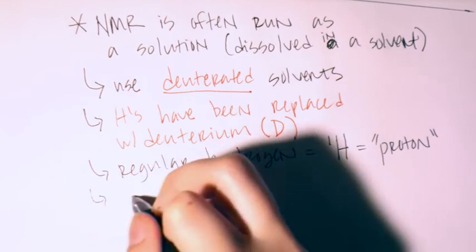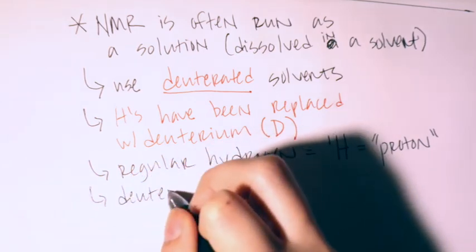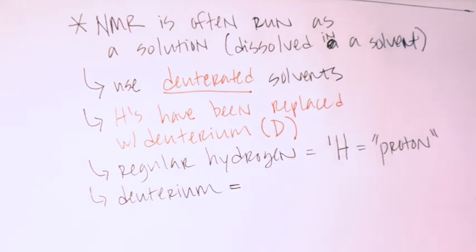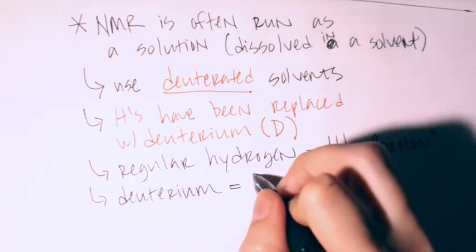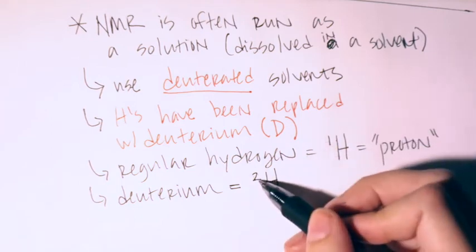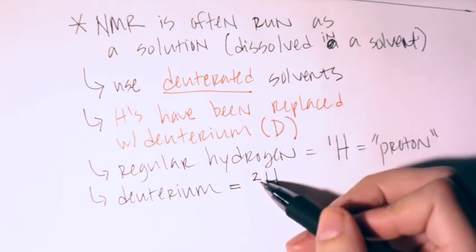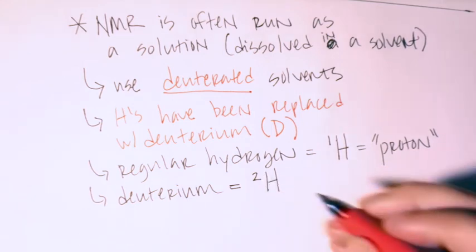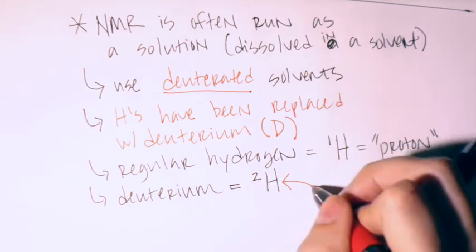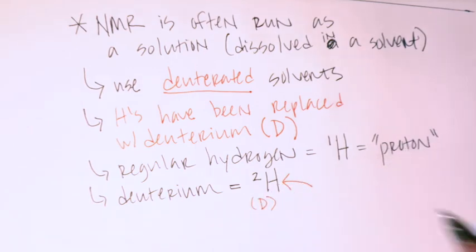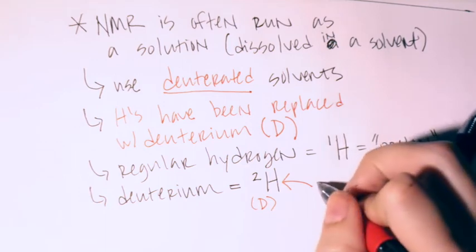But deuterium is an isotope. And if you recall what isotopes are, it's an atom that has a different number of neutrons, but it's the same element. And so deuterium is actually hydrogen with a mass of 2. So it has 1 proton and now it has 1 neutron. So it has double the mass. And when you replace stuff with H2, we also use the symbol D instead of writing H2.